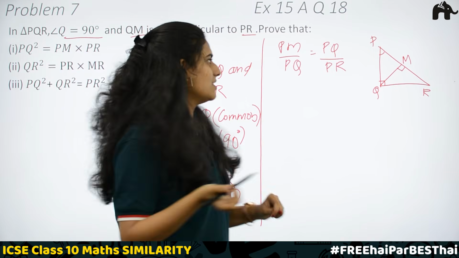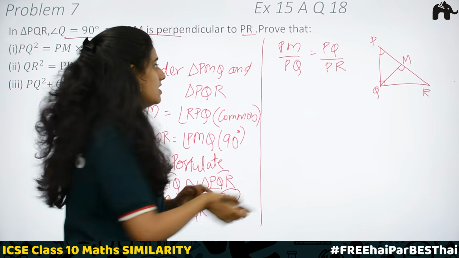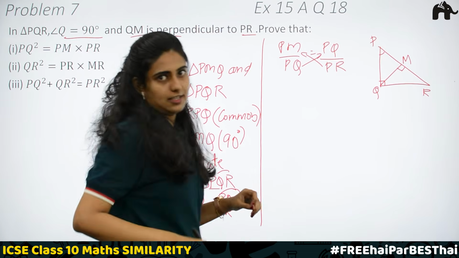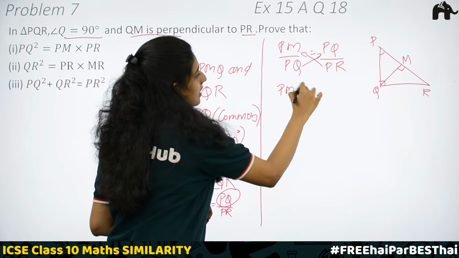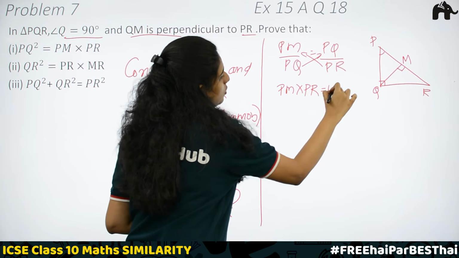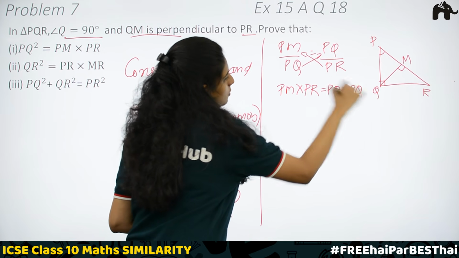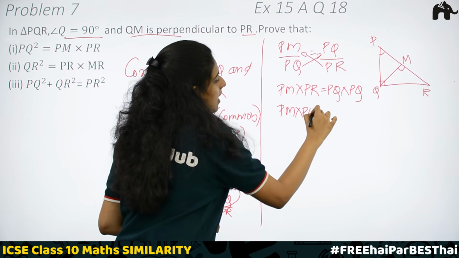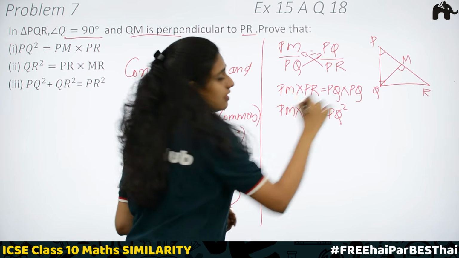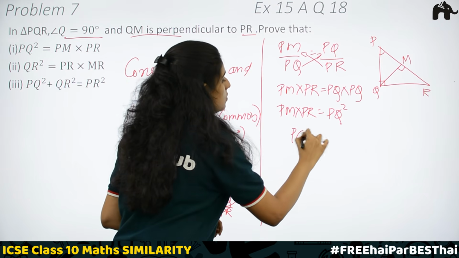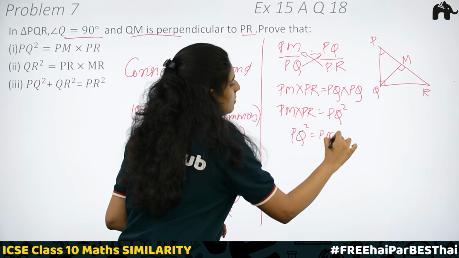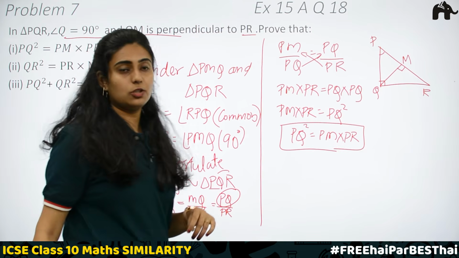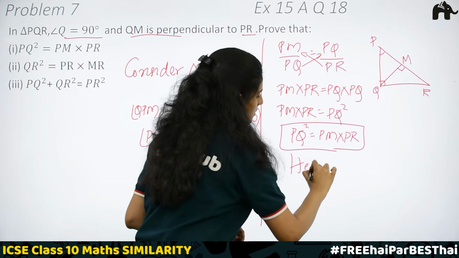Next step, the same procedure we have done in the previous question: cross multiplication. Taking this here, bringing this here, we get PM into PR is equal to PQ into PQ. That is, PM into PR is equal to PQ square, or PQ square is equal to PM into PR. This is what we needed to prove. Hence proved.